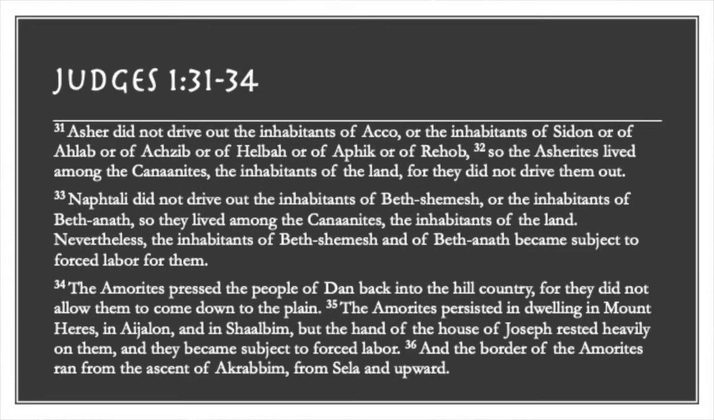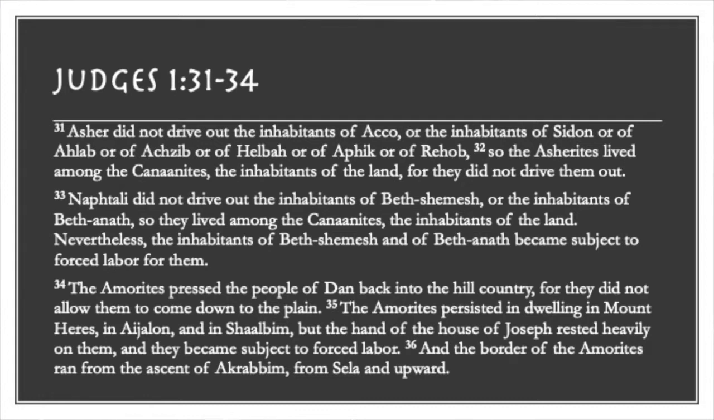Asher did not drive out the inhabitants of Akko, or the inhabitants of Sidon, or of Ahlab, or of Achzib, or of Helbah, or of Aphik, or of Rehob. So the Asherites lived among the Canaanites and the inhabitants of the land, for they did not drive them out. Naphtali did not drive out the inhabitants of Beth Shemesh, or the inhabitants of Beth Anath, so they lived among the Canaanites, the inhabitants of the land. Nevertheless, the inhabitants of Beth Shemesh and of Beth Anath became subject to forced labor for them.